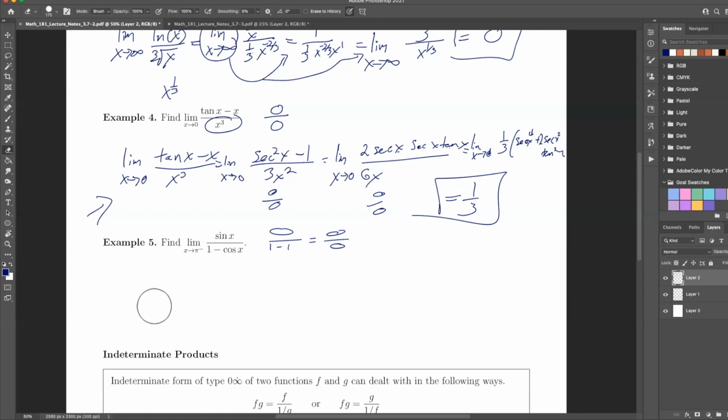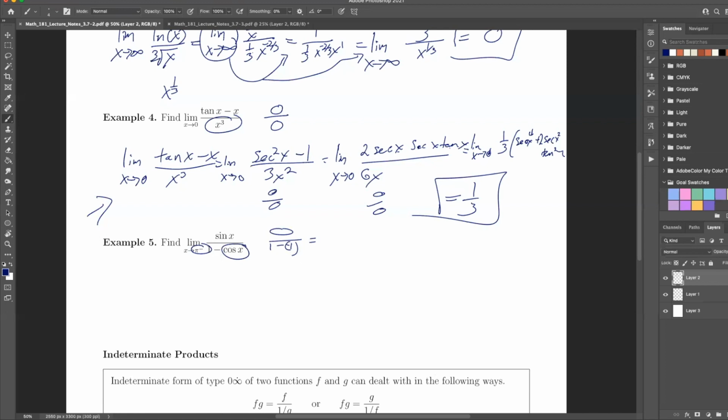I don't know if that matters, hold on. Am I being silly? What's cosine of pi? It's not 1. Here I get 0 over 1 minus 1. But this is minus 1, right? What's cosine of pi? Cosine of pi is minus 1.